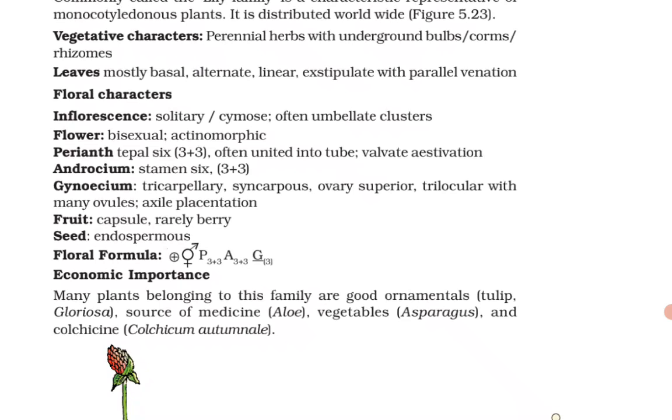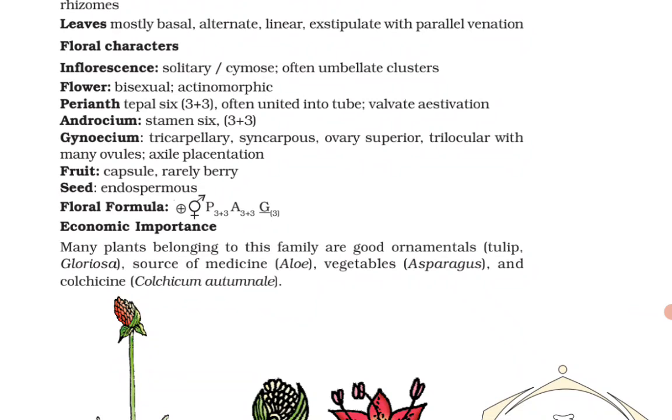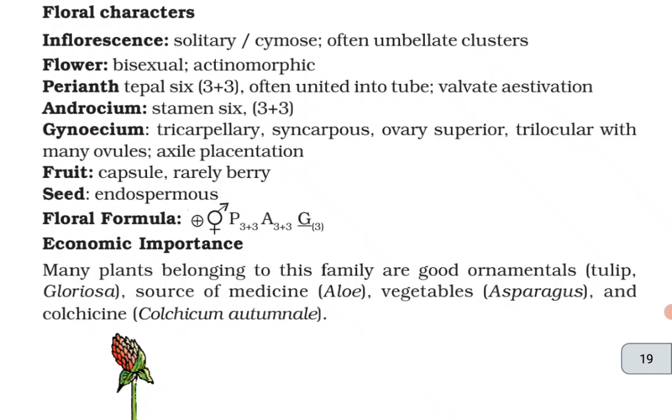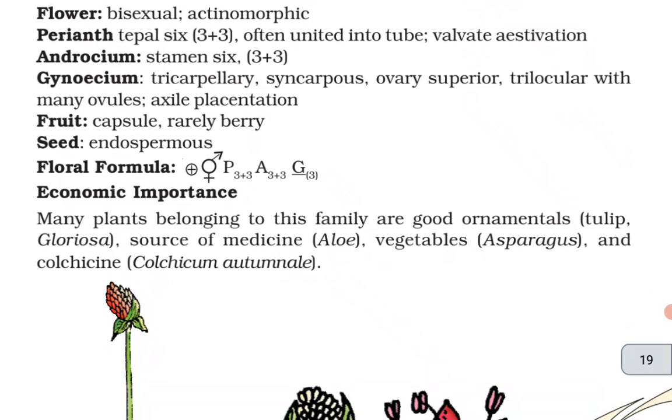Flower: bisexual, actinomorphic. Perianth: tepals 6, 3+3, often united into tube, valvate aestivation. Androecium: stamens 6, 3+3. Gynoecium: tricarpellary, syncarpous, ovary superior, trilocular with many ovules, axial placentation. Fruit: capsule or rarely berry. Seed is endospermous, and this is the floral formula.